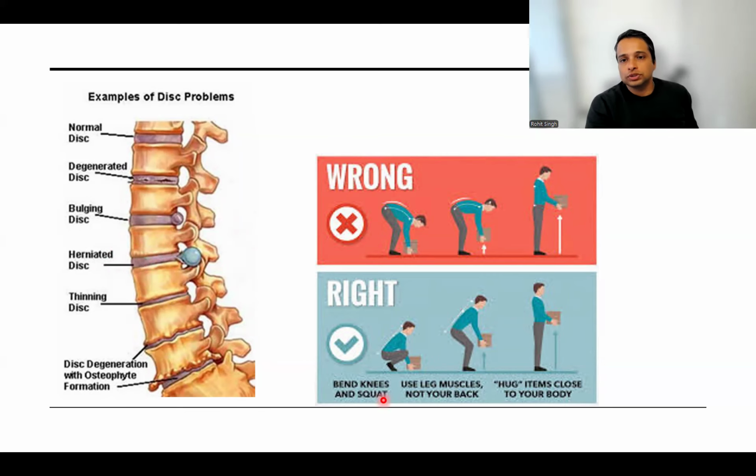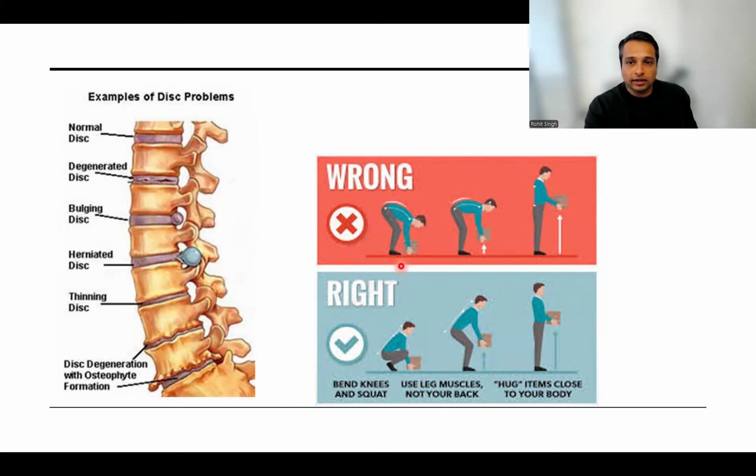A more common cause is improper lifting techniques. People lift with their back. Basically, you can see this, follow this guy, he's just lifting it with the back muscles rather than using the leg muscles. If you do that day to day, it will slowly lead to your slip disc. The right way is to use your leg muscles to pull up things.